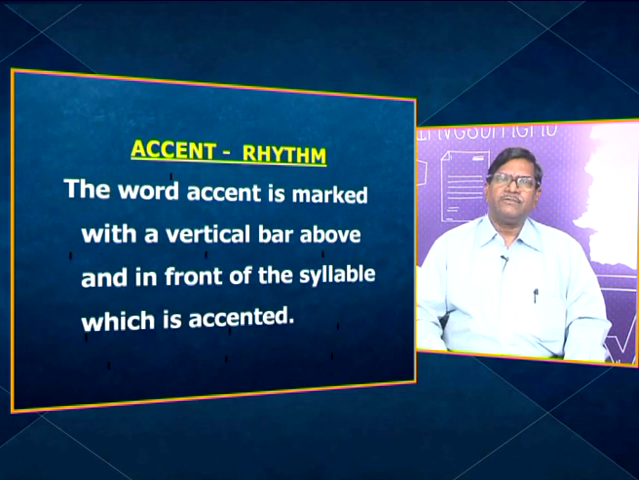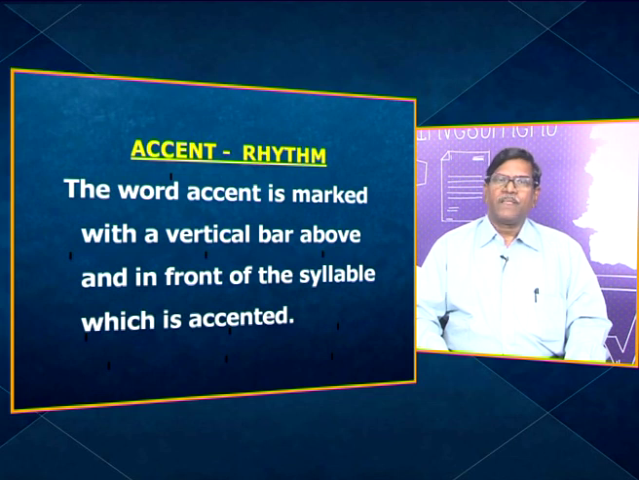See, for instance, the word accent is marked with a vertical bar above and in front of the syllable which is accented. For instance, the word teacher. There are two syllables. Out of these two syllables, the first syllable is stressed. That gains more importance than the other syllable. That is why it is stressed. So how should we utter that word? Teacher, not teacher. Some children may say teacher, with the wrong stress, which is wrong. That is to be corrected.